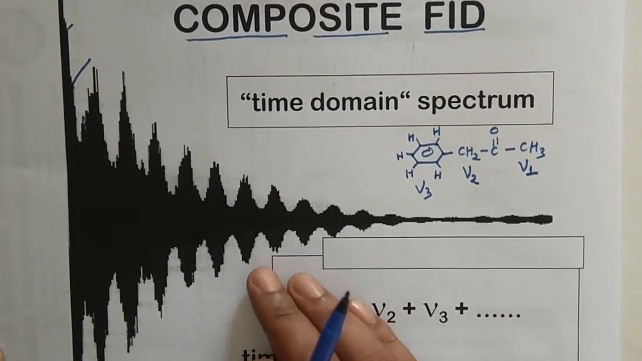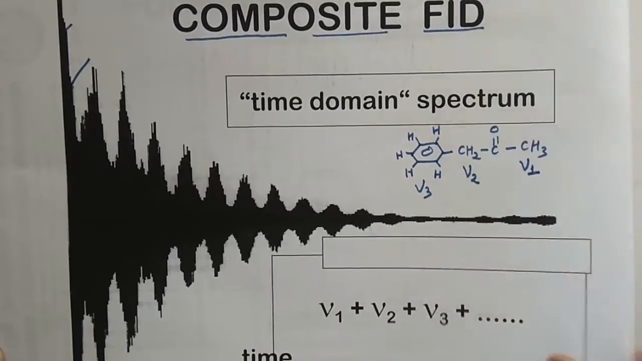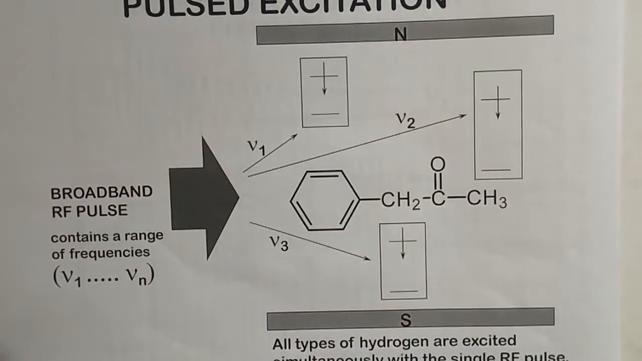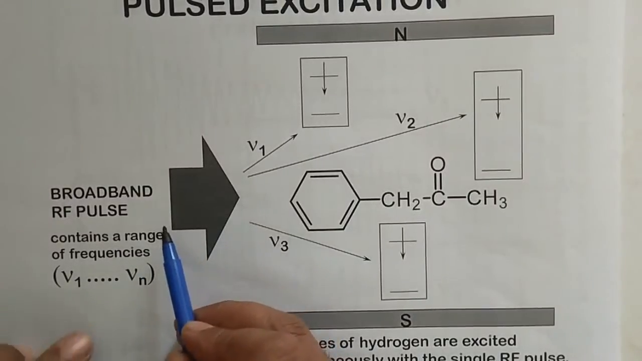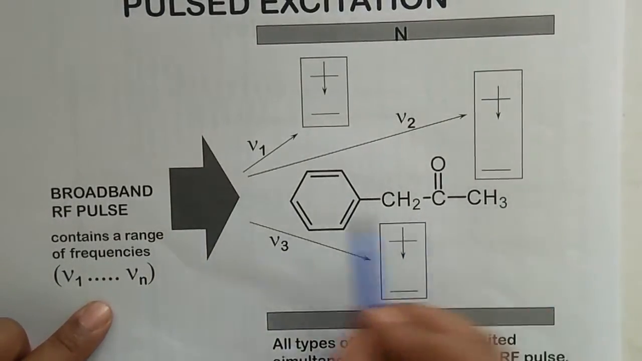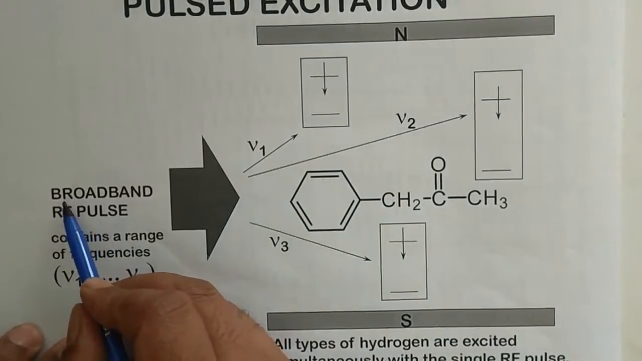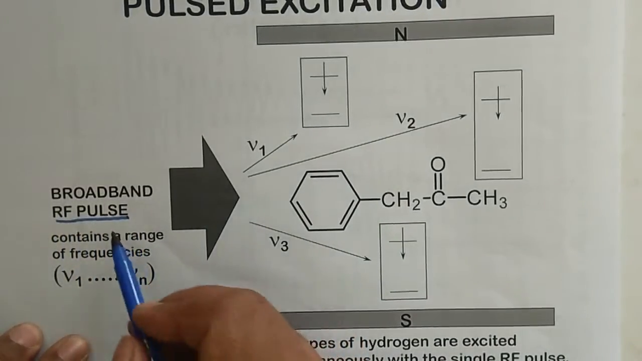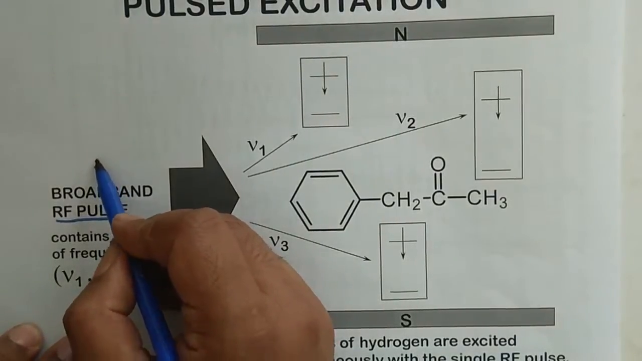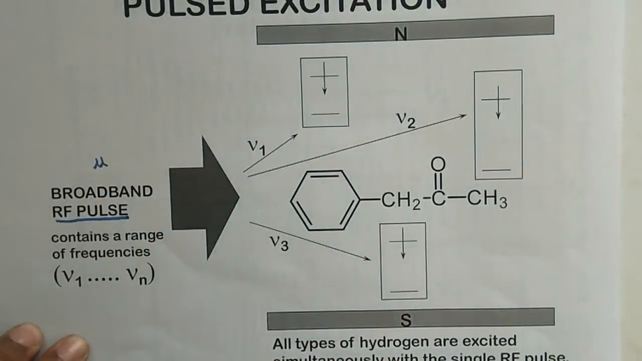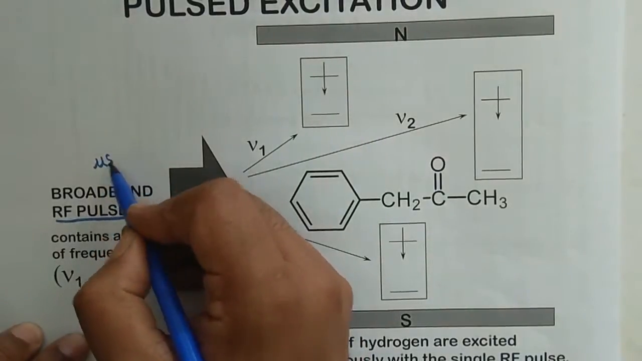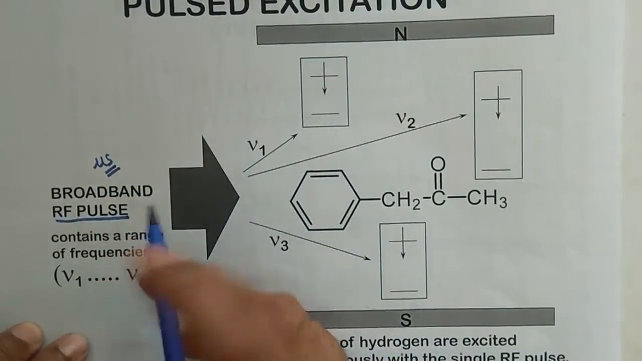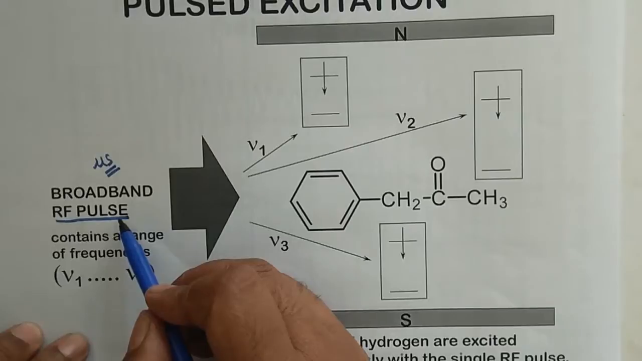Now what can we do with this FID? Say this is your picture again. You have your molecule, this phenylacetone, which I have written here, and you are giving a broadband RF pulse. When we pass this radiation, it is typically for the microsecond range. That's why the time duration is very short, and that's why it is known as the pulse.